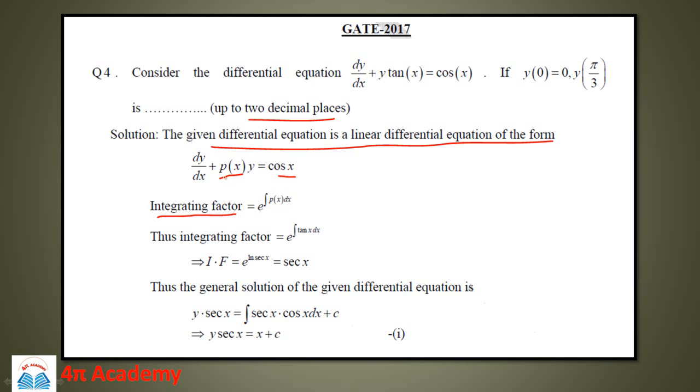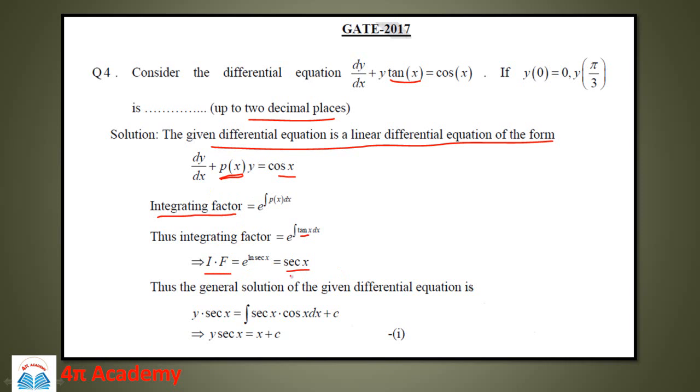So here your p of x is equal to tan of x. So the integrating factor will be equal to e raised to power integration of tan of x dx, which will be equal to log of sec x, and e raised to power log of sec x will be equal to sec x. So our first step is over. The first step is to find the integrating factor.